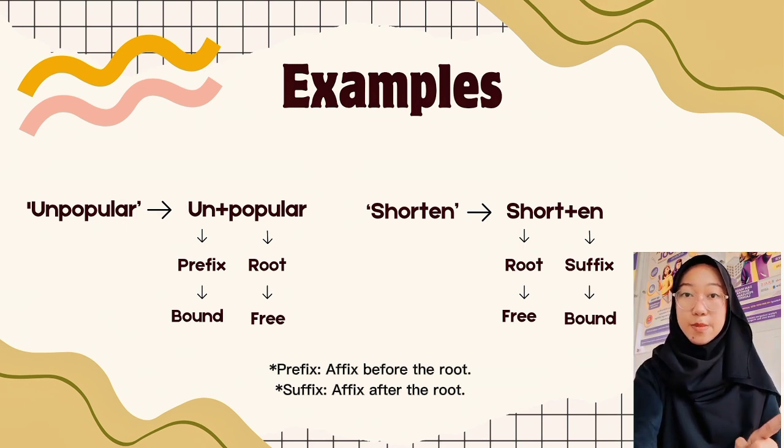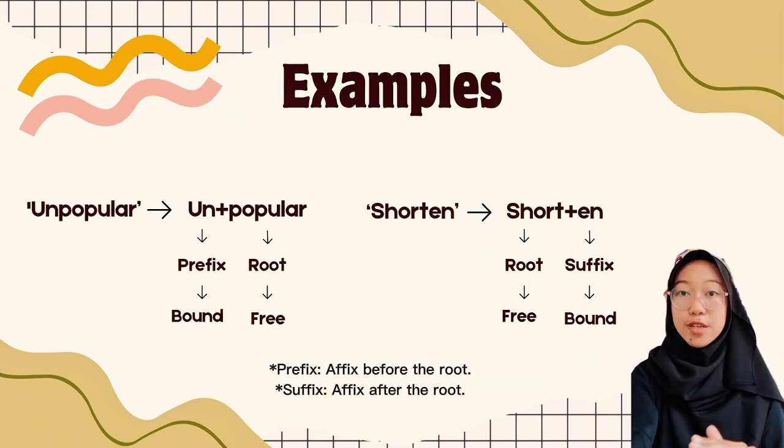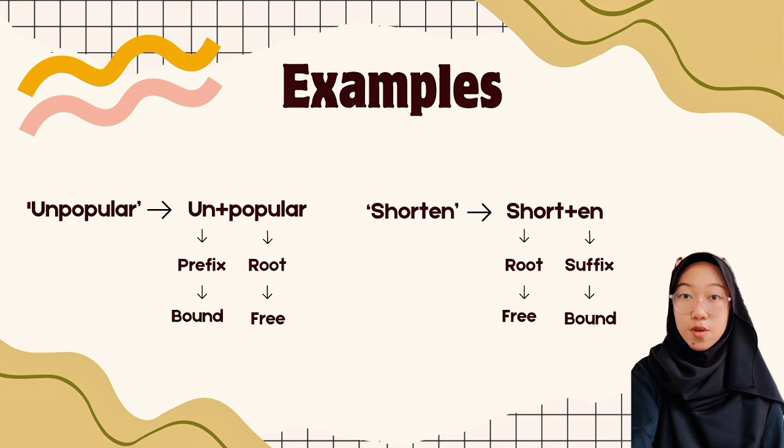Meanwhile, popular is a root and free morpheme because this word can stand alone without an affix. And the second example is shorten. Shorten has two morphemes, short and en. Short is a root and free morpheme because short can stand alone as an independent word without an affix. Meanwhile, en is a suffix and bound morpheme because this word cannot stand alone.